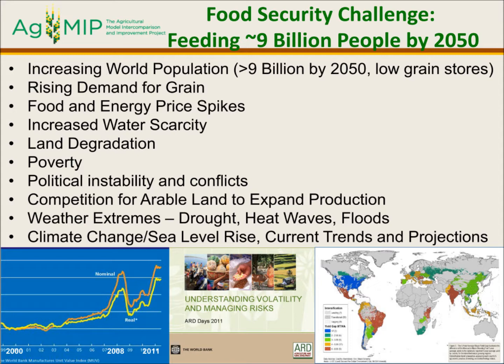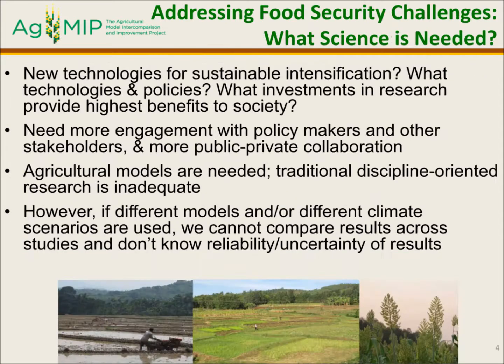So the question that we ask is what science is needed, and a lot of things that are being discussed these days are, well, we need to increase production of crops and livestock and fish, and one way to do that is sustainable intensification, and this is being talked about by many of the development agencies and USDA and other national programs. But what technologies and policies are needed, and what investments in research would provide the greatest benefits to society? These aren't easy questions to answer, and they're very complicated by all of those reasons that I gave on the previous slide.